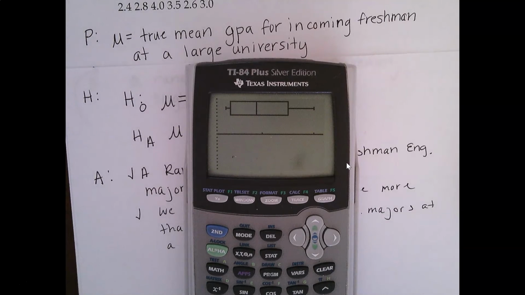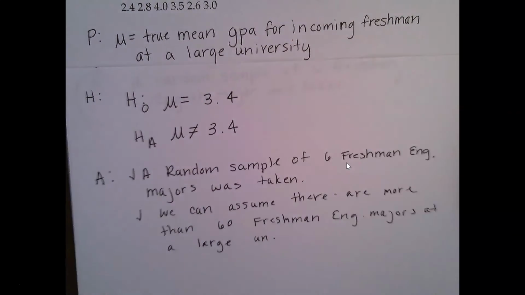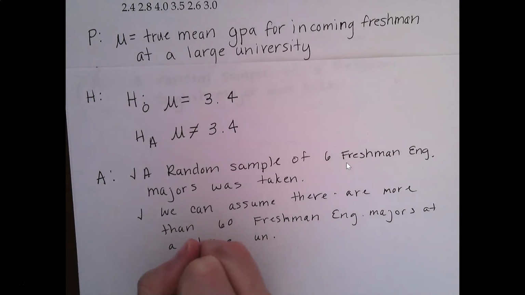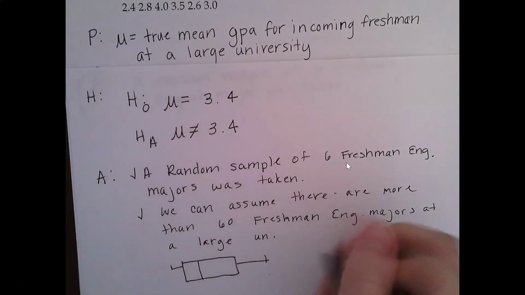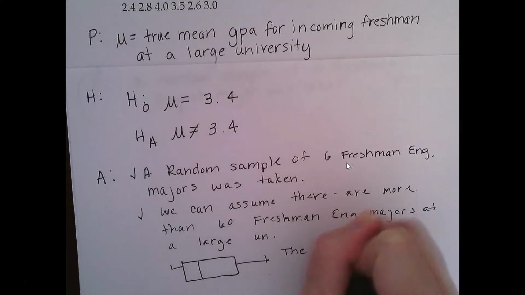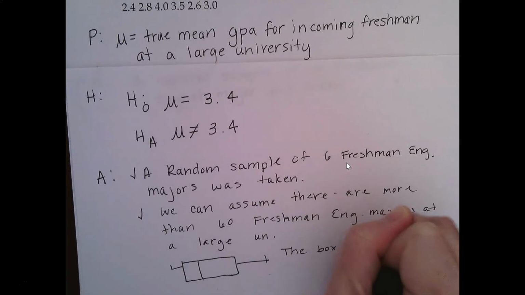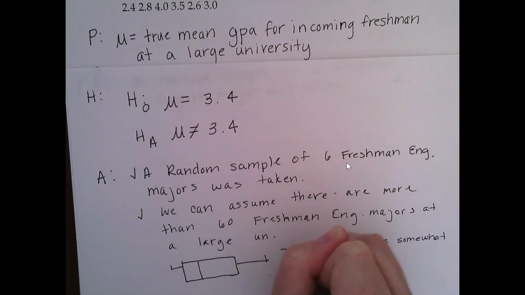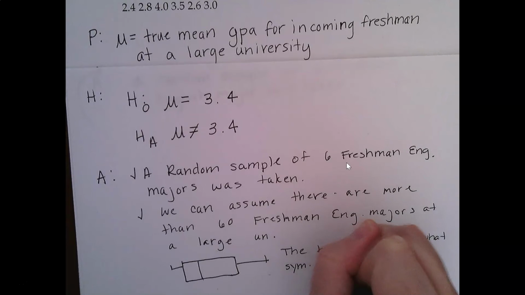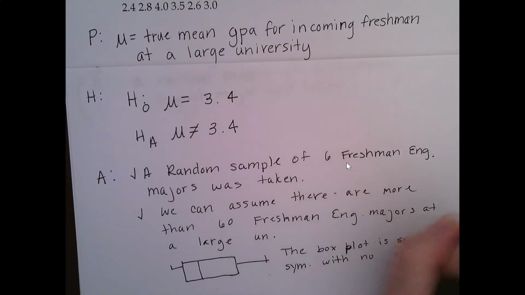Okay, so to me, I'm looking at that. It's approximately symmetric with no outliers. So I'm going to do a quick little sketch of this. Not going to be perfect. I'm going to say the box plot is somewhat symmetric with no outliers.